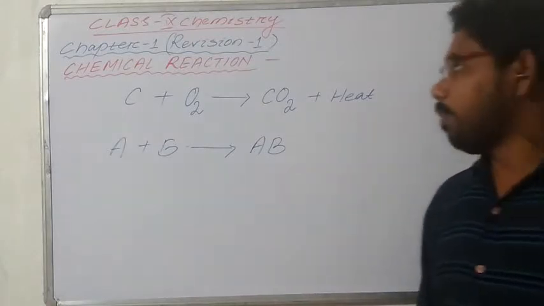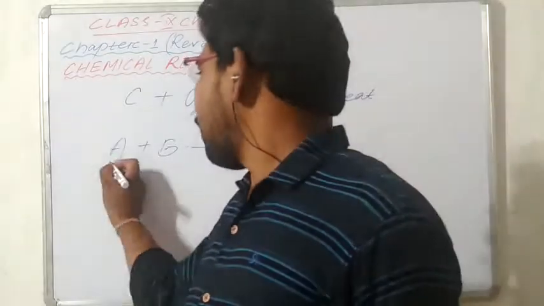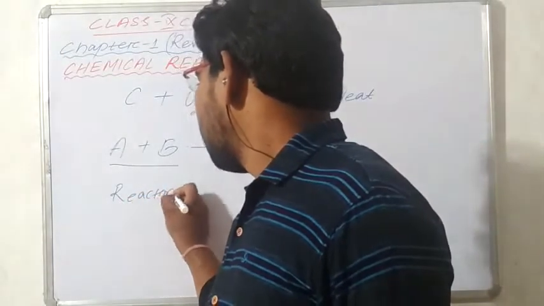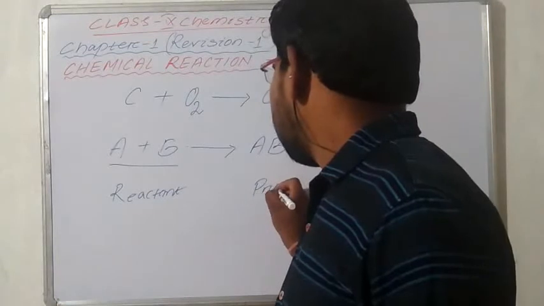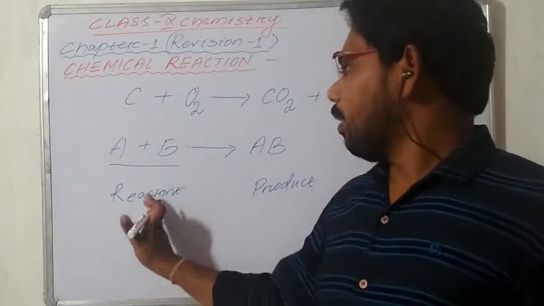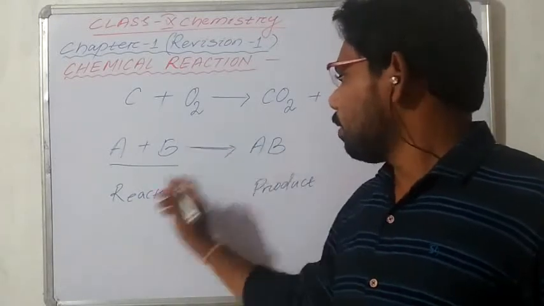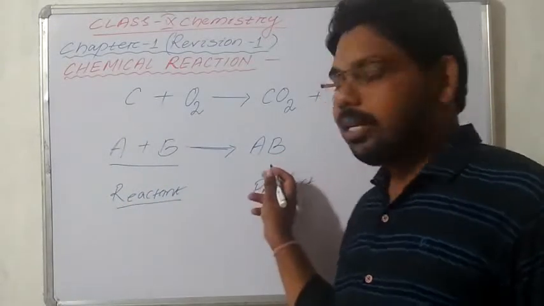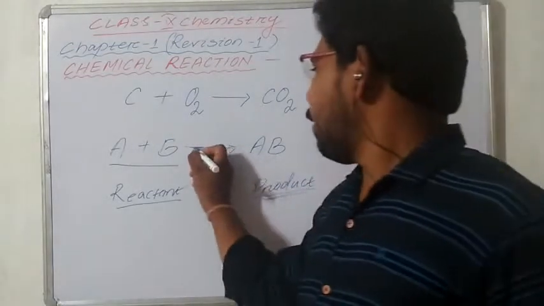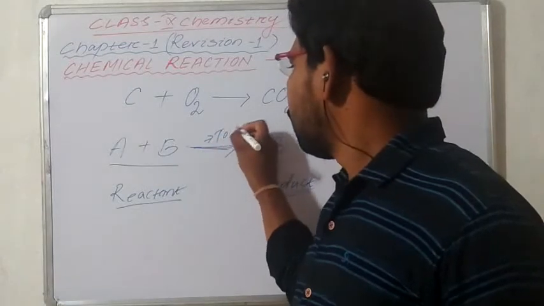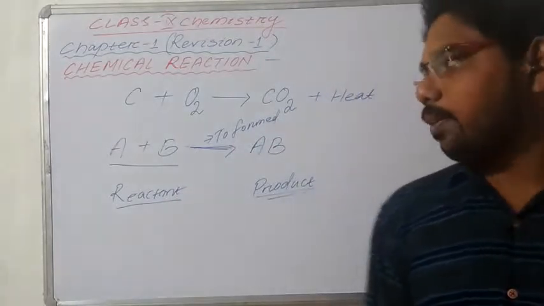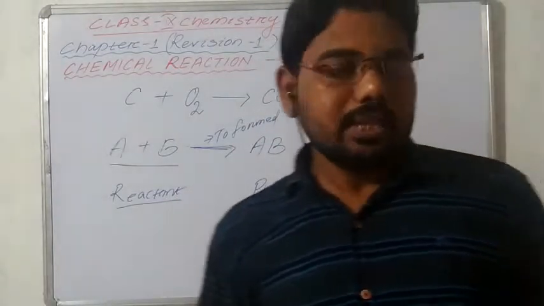One thing you remember: in chemical reactions there are two sides. One is the reactant side and one is the product side. The left hand side of the arrow is known as the reactant side and the right hand side of the arrow is known as the product side. And this arrow means to form or to yield.